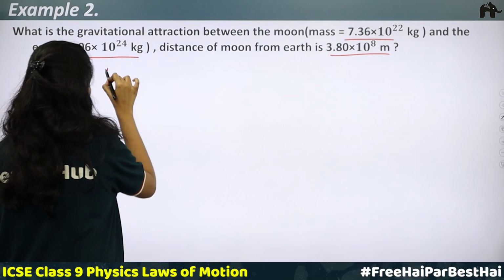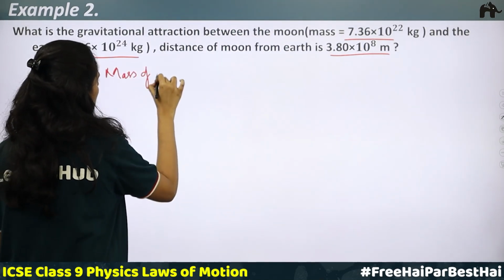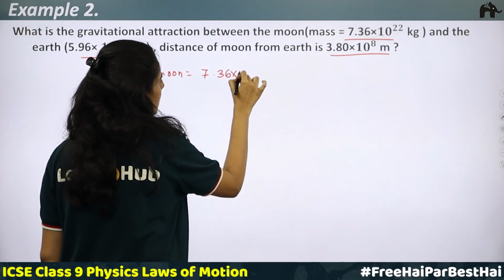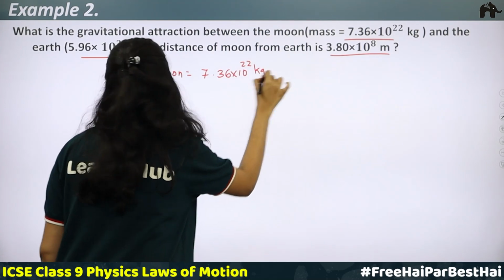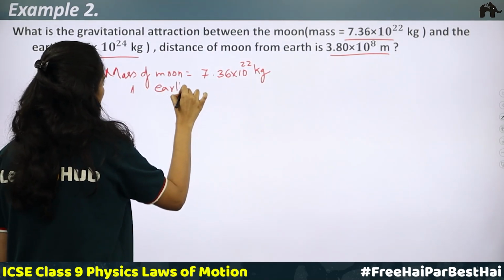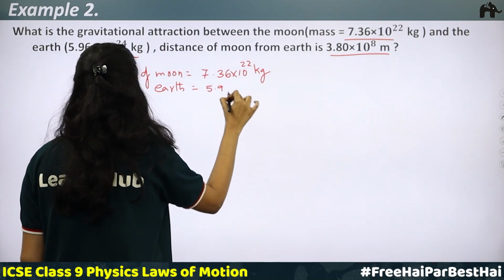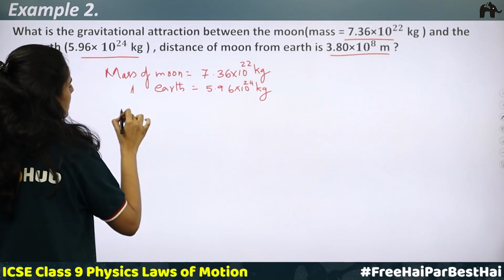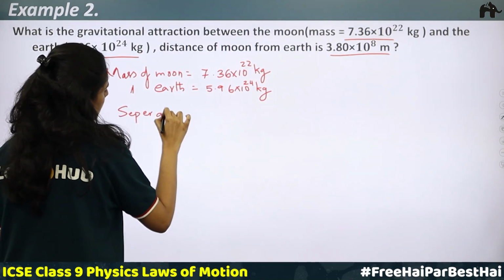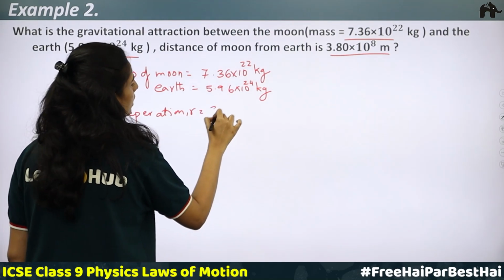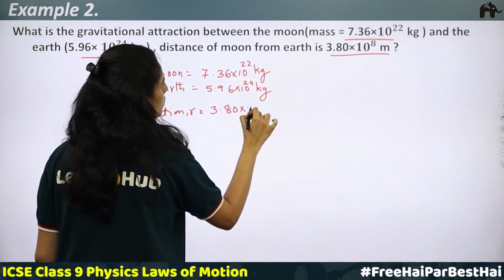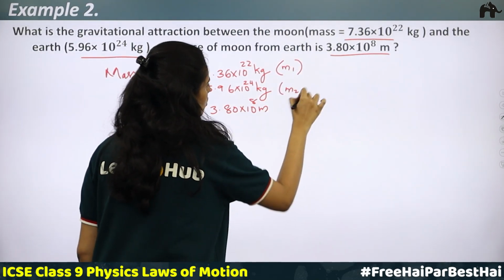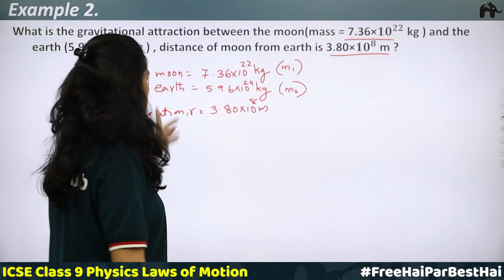Here we are given mass of moon is equal to 7.36 into 10 raised to 22 kilogram. Mass of earth is equal to 5.96 into 10 raised to 24 kilogram. Then separation between them, separation r is equal to 3.80 into 10 raised to 8 meter. So here we will take mass of moon as M1 and mass of earth as M2.